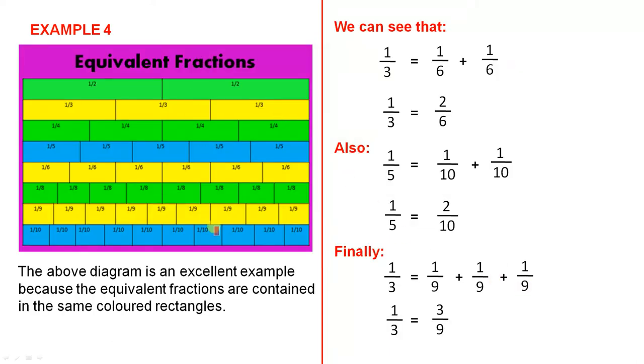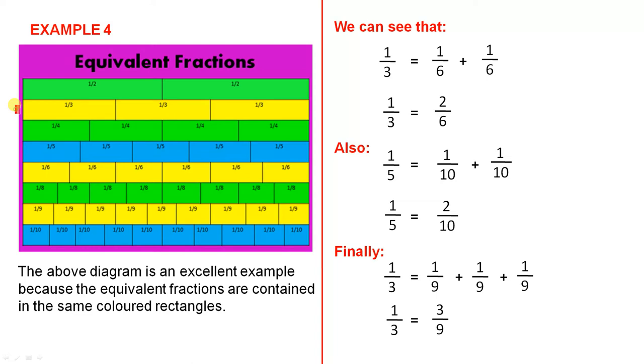Example 4. The above diagram is an excellent example because the equivalent fractions are contained in the same coloured rectangles. Let's see what that means. We can see that 1/3, let's find out where 1/3 is. Okay, there it is there. See that yellow rectangle there? That's 1/3. Now that's the same as 1 over 6 plus 1 over 6, and here it is here.